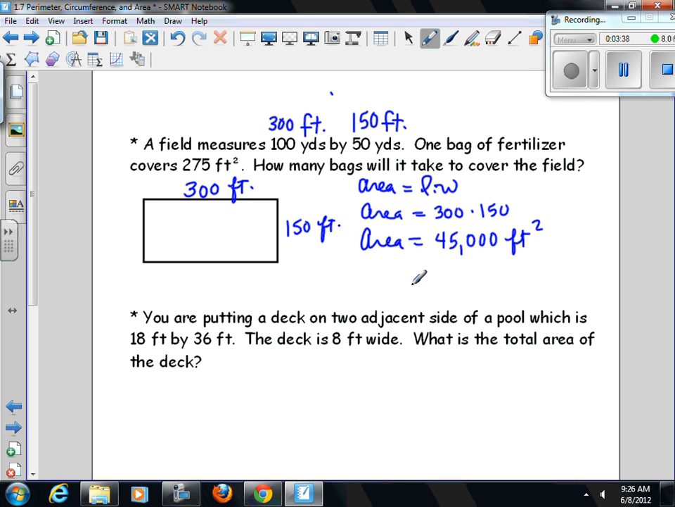Now, one bag covers 275 square feet. So we're going to have to take 45,000 divided by 275. And that gives us roughly 163.6, but you can't buy 6/10 of a bag of fertilizer, so you are going to have to buy 164 bags of fertilizer to cover that entire field.